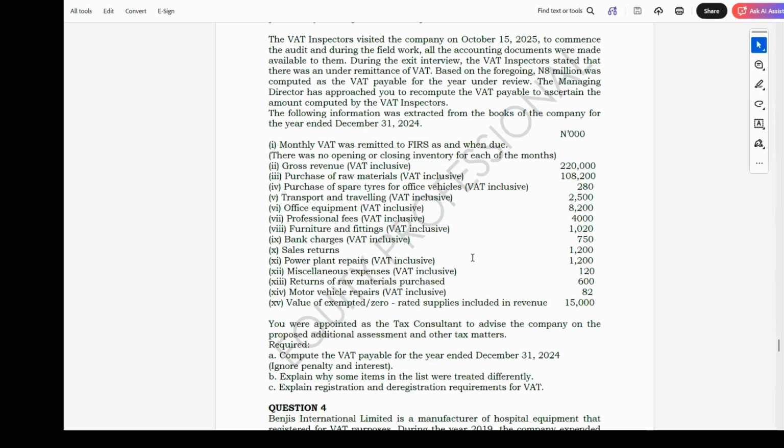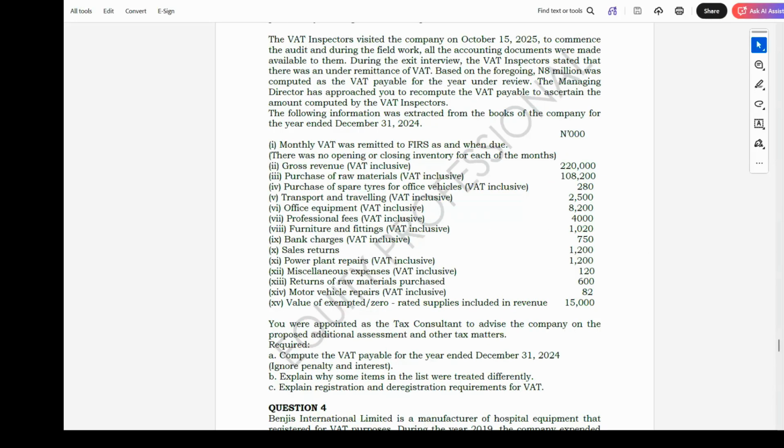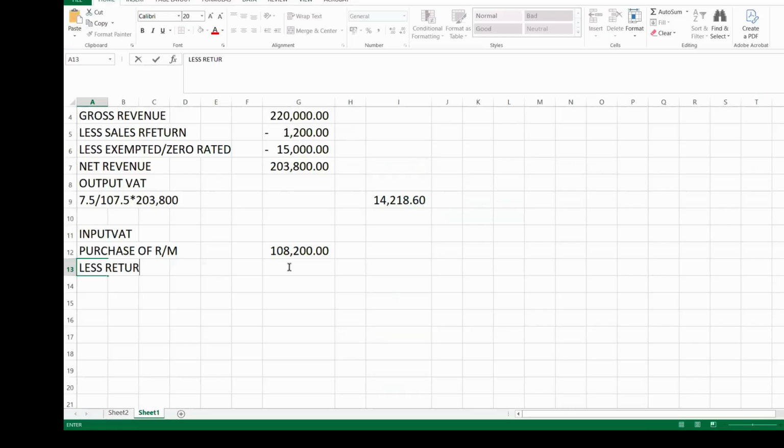Then we have return of raw material purchase. There is a return, so you deduct the return from your purchases. How much? 600,000. We deduct it from the purchases, less return 600.